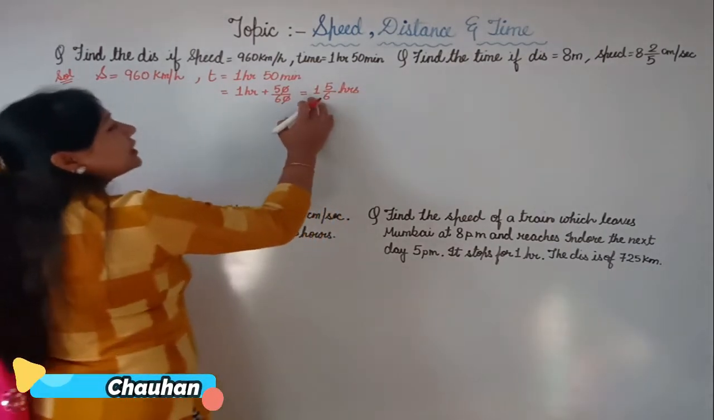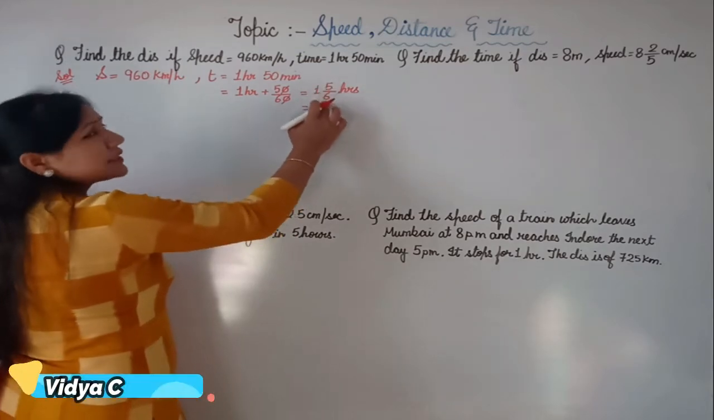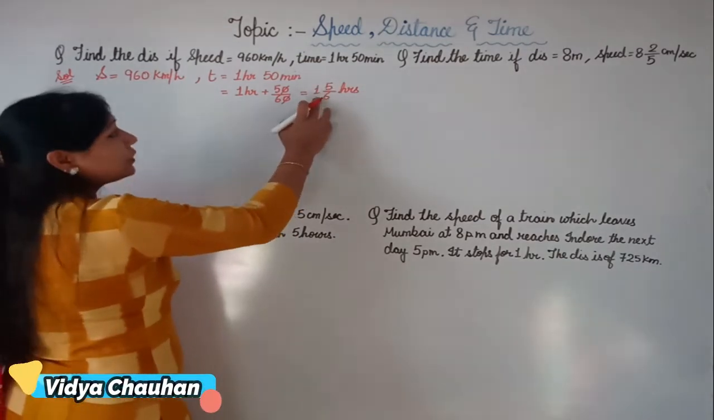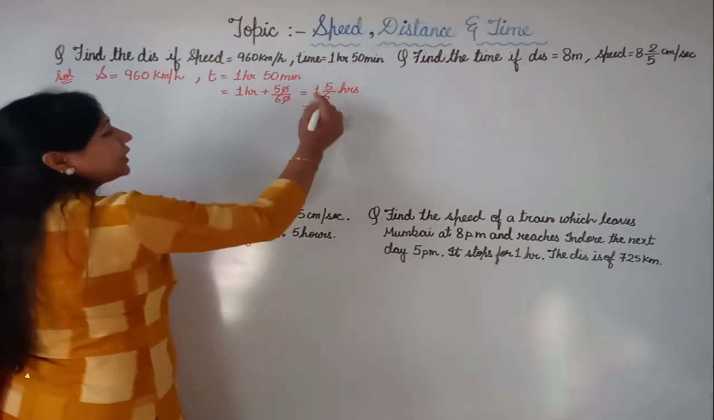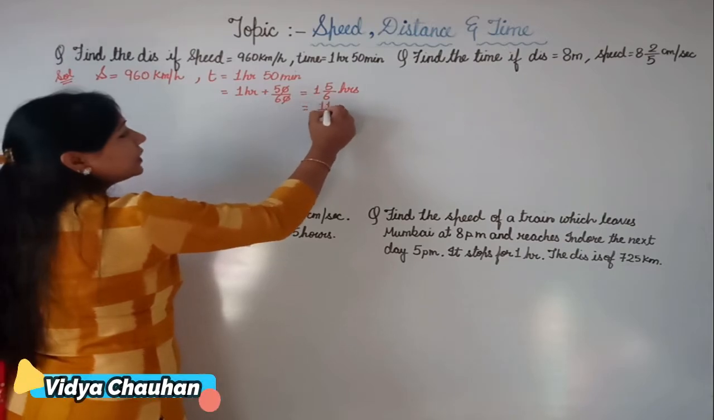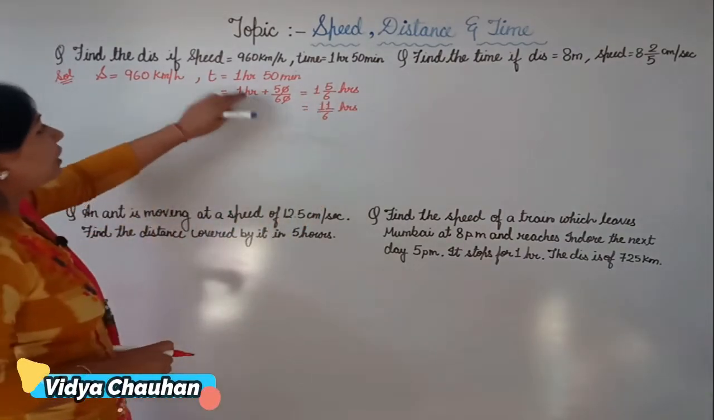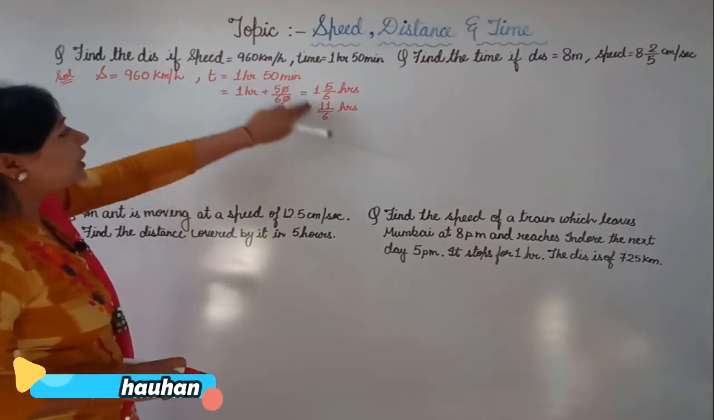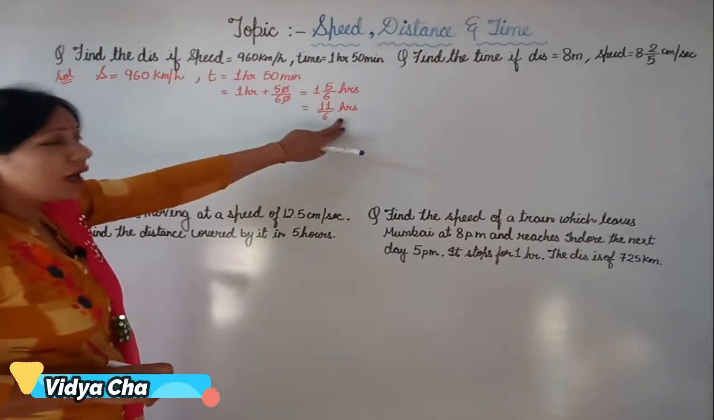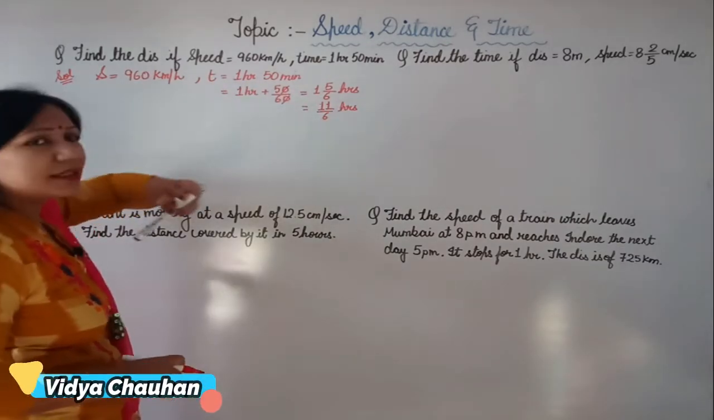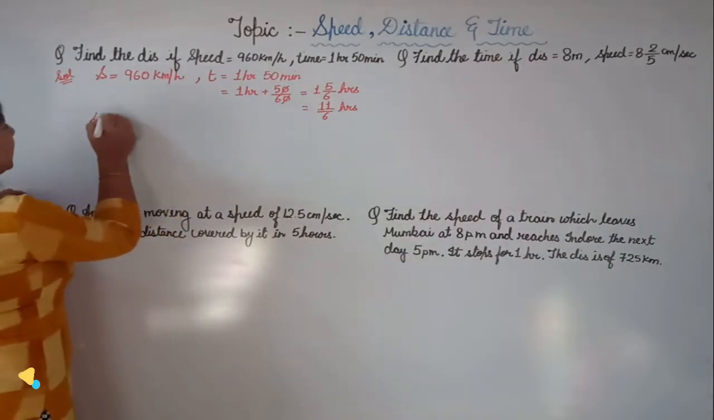If I convert this into an improper fraction, 6 ones are 6 plus 5, 11 upon 6 hours. So now we have converted our time, 1 hour 50 minutes, completely into hours, and that is 11 upon 6 hours. Now let's calculate the distance.